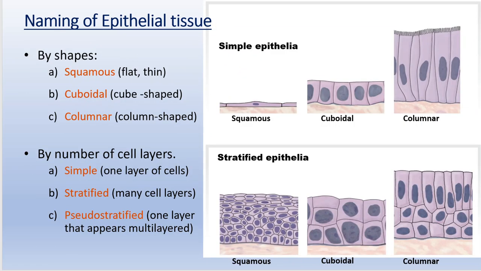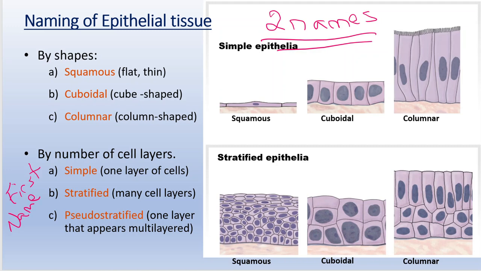Here we're going to talk about how epithelial tissue is named. Please note, all epithelial tissue has at least 2 names. They are never going to have just one name. And those names are going to be given in 2 ways. The first name, like your first name, is going to be by number of cell layers. Your second name, or your last name, is going to be by the shape.